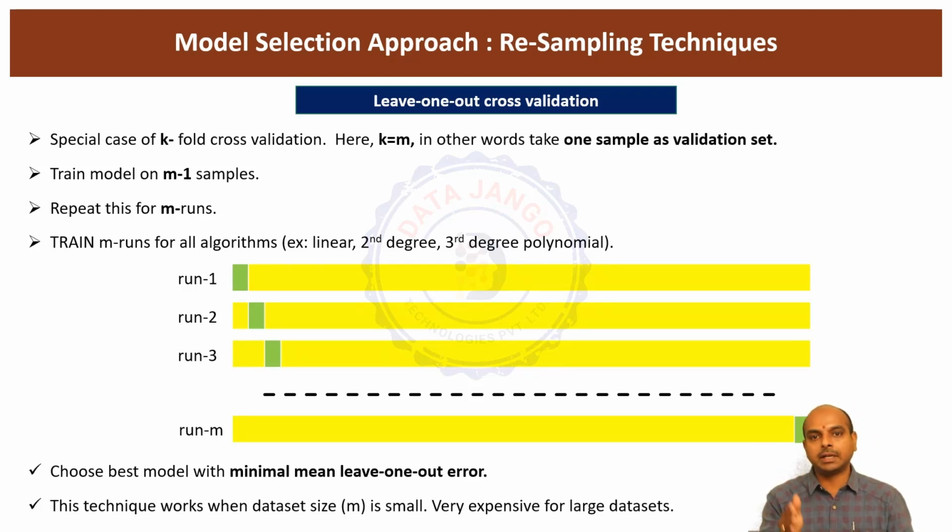When you have 1 million records, if you have to build this, you can imagine, 3 algorithms, 3 million models you need to build and train and test. It's not at all suggested when data is huge. Okay, so when data set is small, like maybe 100, 200, 300 records, you can leave one out. Okay, leave one out, cross validation technique.